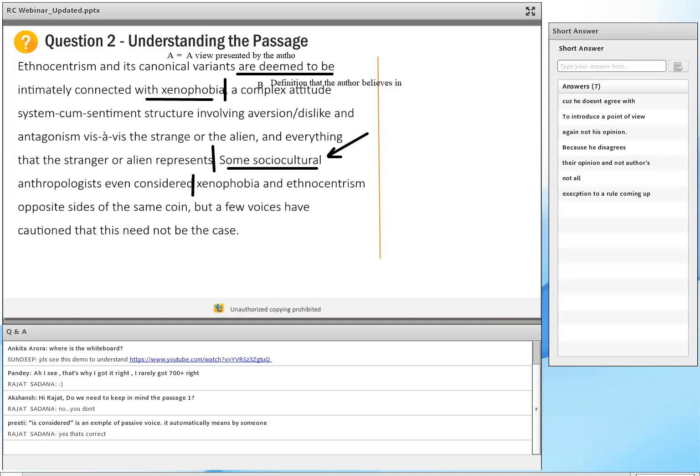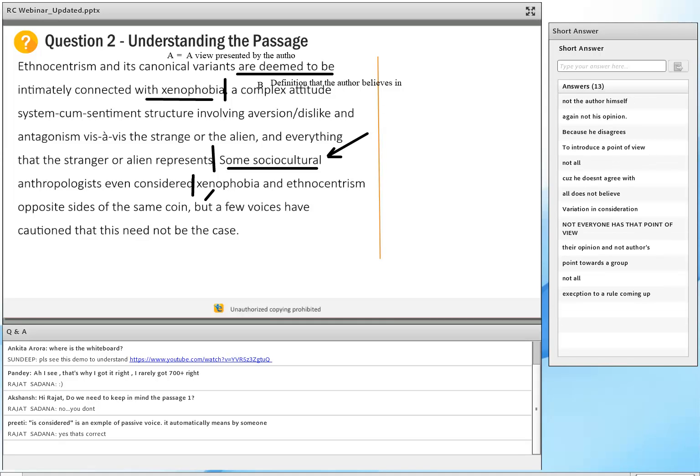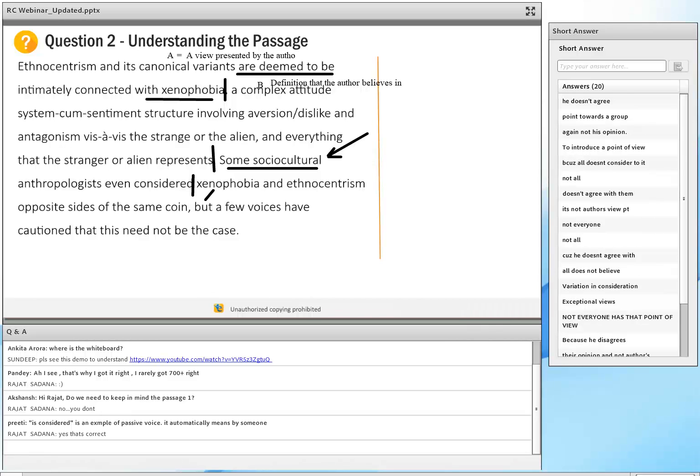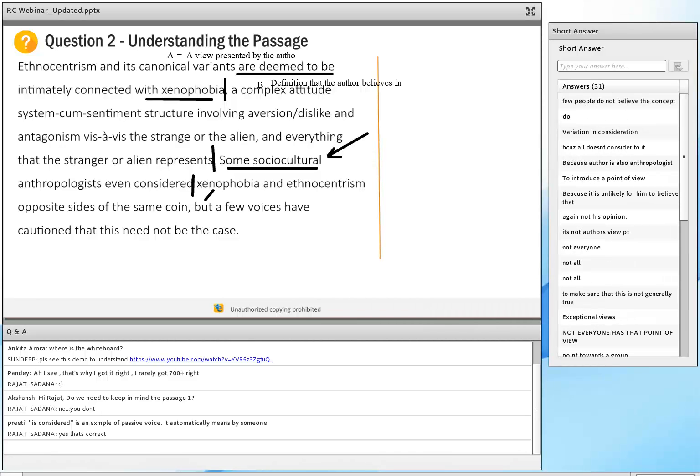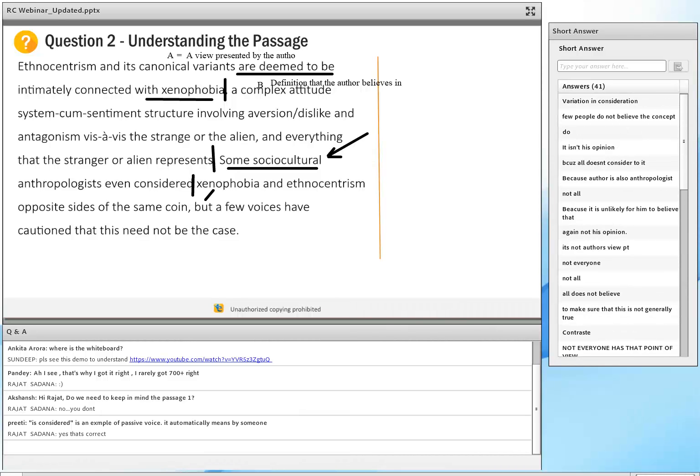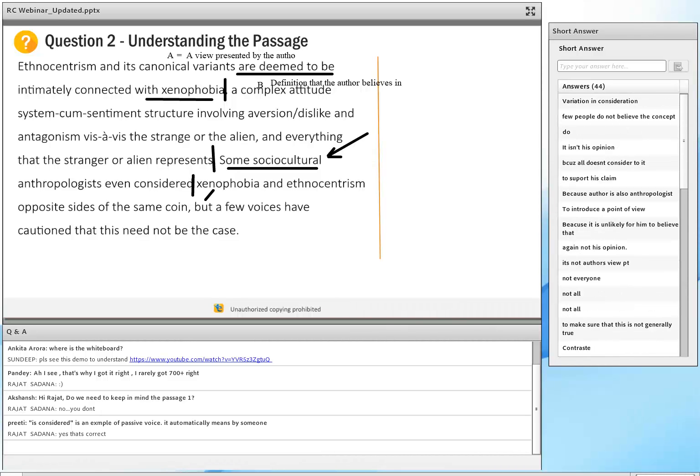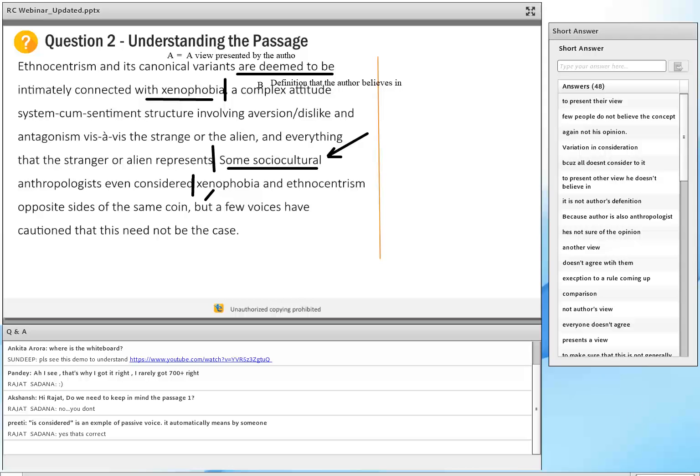And why not start the sentence right from here, xenophobia and ethnocentrism, EC? Why? Because he wants to tell you it's not my view. It's the view of some sociocultural anthropologists. Okay, and that distinction is really important.